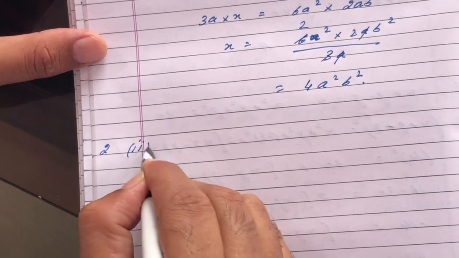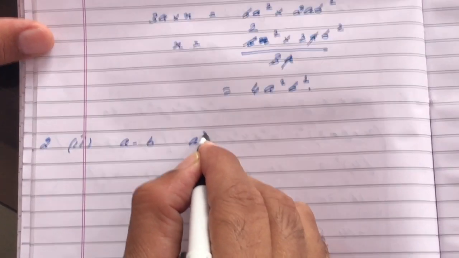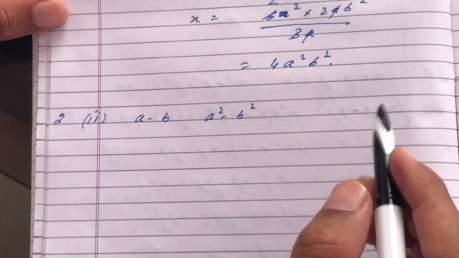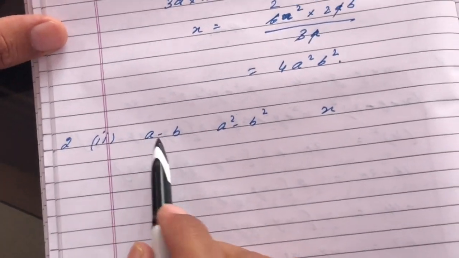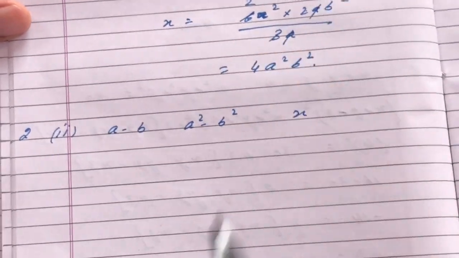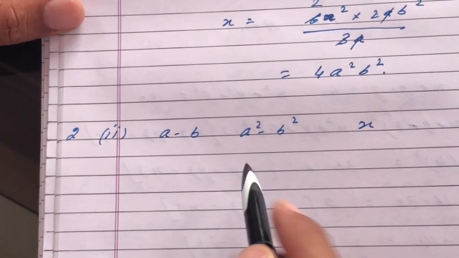So question number 2, part 2. Here we have to find third proportion. A minus b, a square minus b square. Let third proportion be x. Now we have only three numbers, 1, 2 and 3, not the fourth one. Then I have to find third number. Then I repeat the middle number.